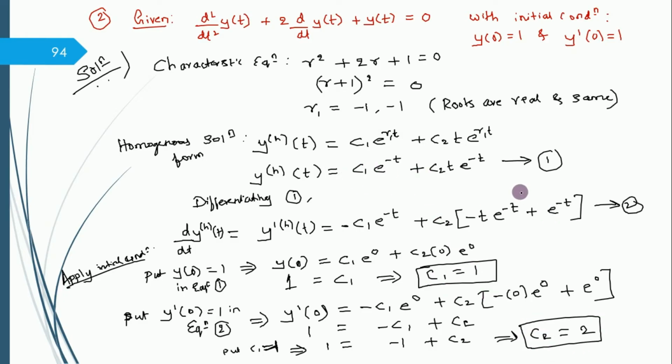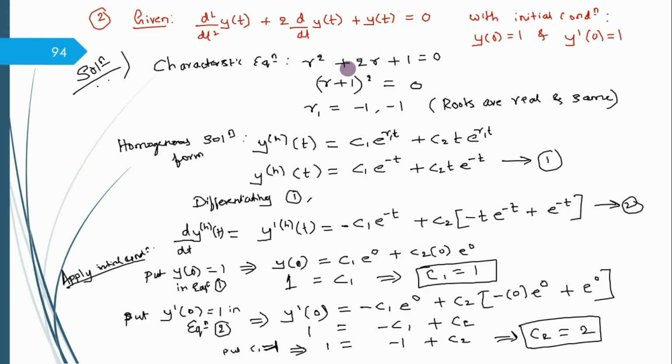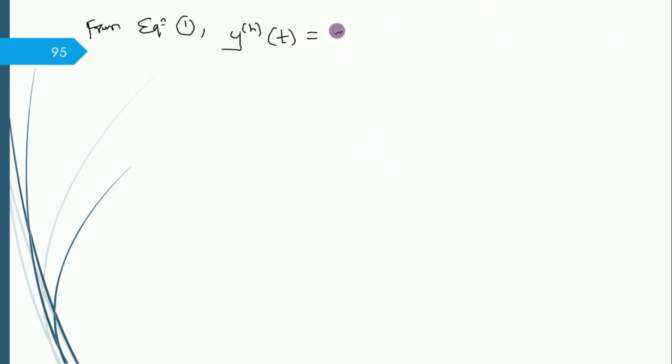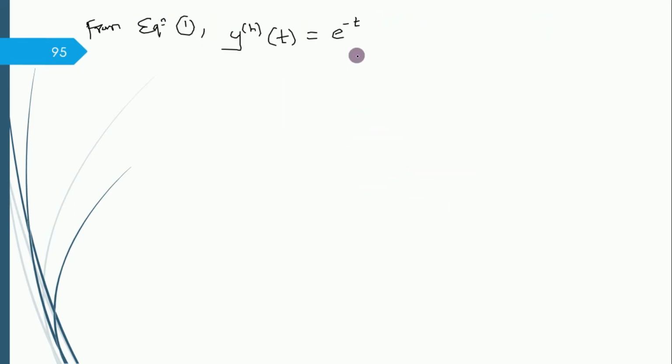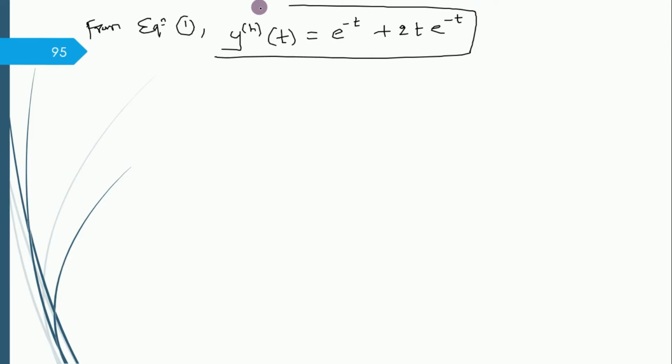So I take the next slide. From equation 1, yh of t is equal to, in place of C1 I write 1, into e raised to minus t. I don't write 1, it is by default 1 into e raised to minus t, plus C2 means 2, plus 2 into t e raised to minus t. So this is the final homogeneous solution.